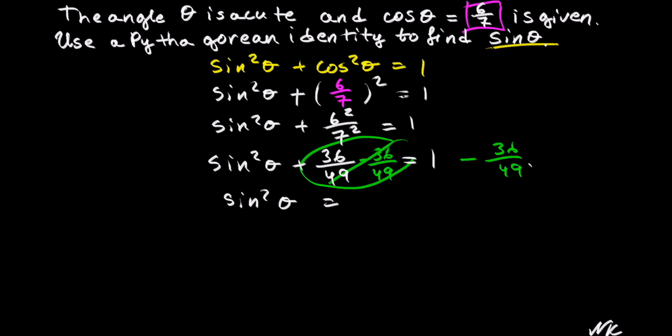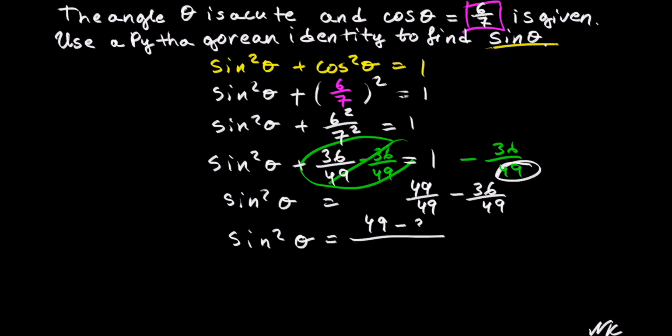We need a common denominator of 49, so I'm going to rewrite 1 as 49 divided by 49, which gives us 1 as well, and it's minus 36 out of 49. So sine squared theta is equal to 49 minus 36 out of 49, and we get sine squared theta is equal to, the difference between 49 and 36 is 13 out of 49. So sine squared theta is equal to 13 out of 49.